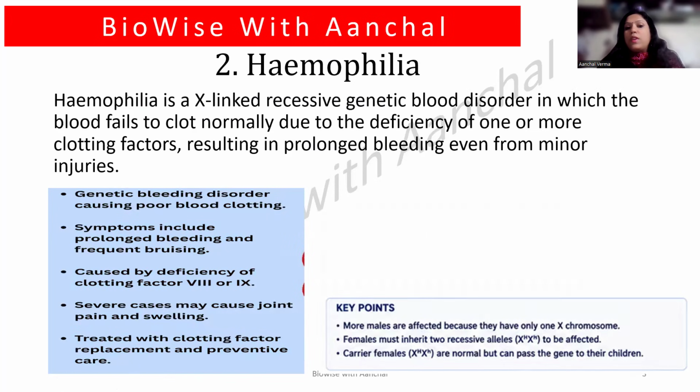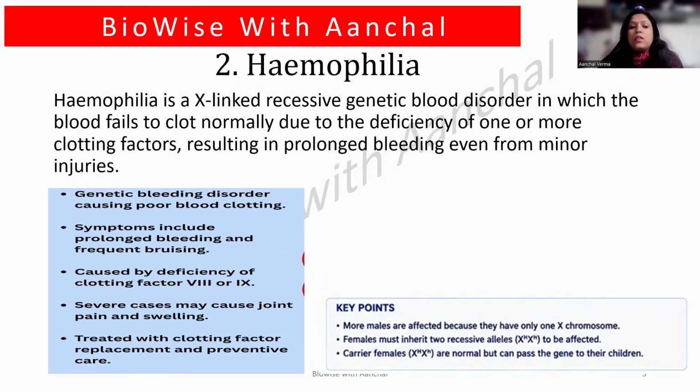Next one is hemophilia. Hemophilia is an X-linked recessive genetic disorder in which blood fails to clot normally due to the deficiency of one or more clotting factors, resulting in prolonged bleeding even from minor injuries. So this can be fatal, right? It is also called the royal disease.